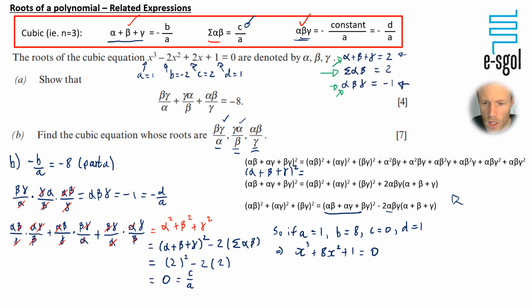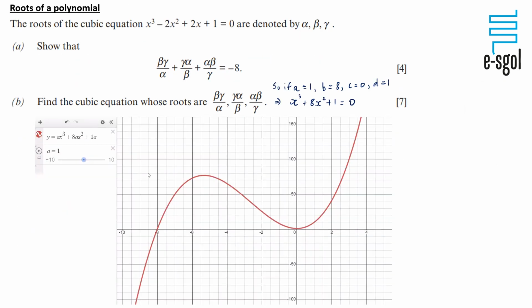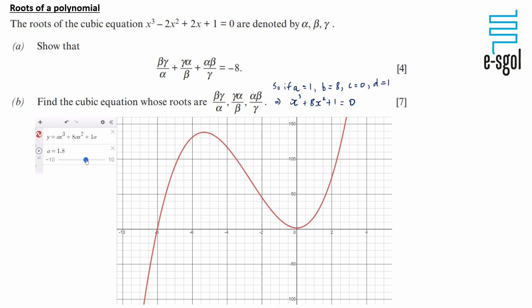Let's take a look at what this looks like on Desmos and how changing the value of A would affect things. Okay, so we have the situation set up here on Desmos, and we've got the equation that we've just found, x cubed plus 8x squared plus 1. You can see I've set A as a value of 1. If I change the value of A, it will affect the coefficient of x cubed. It will also affect the coefficient of x squared and x and the constant. So just take a look at the graph as I change the value of A.